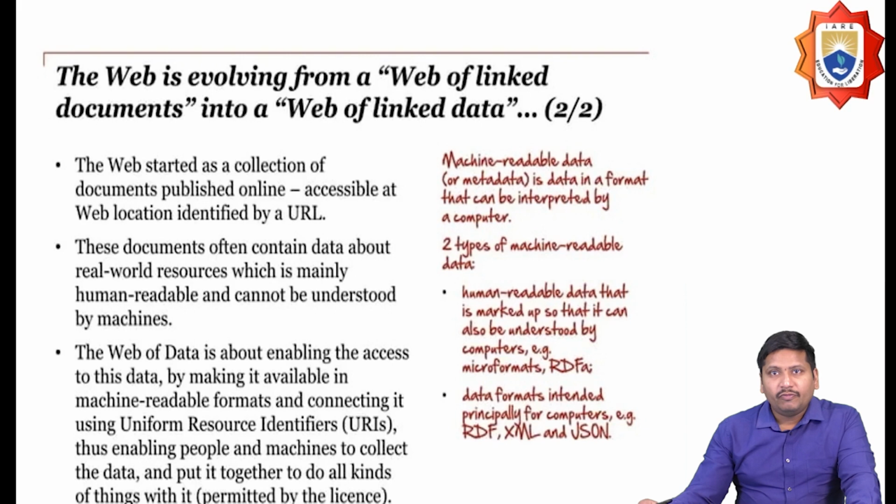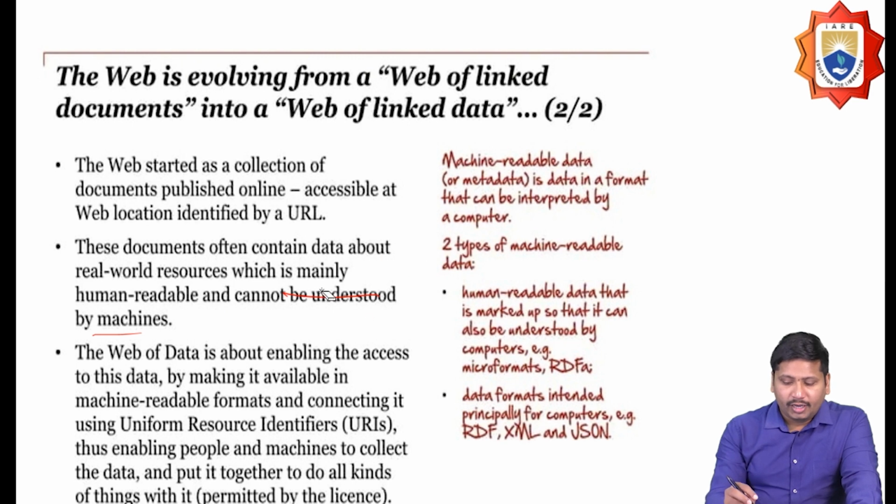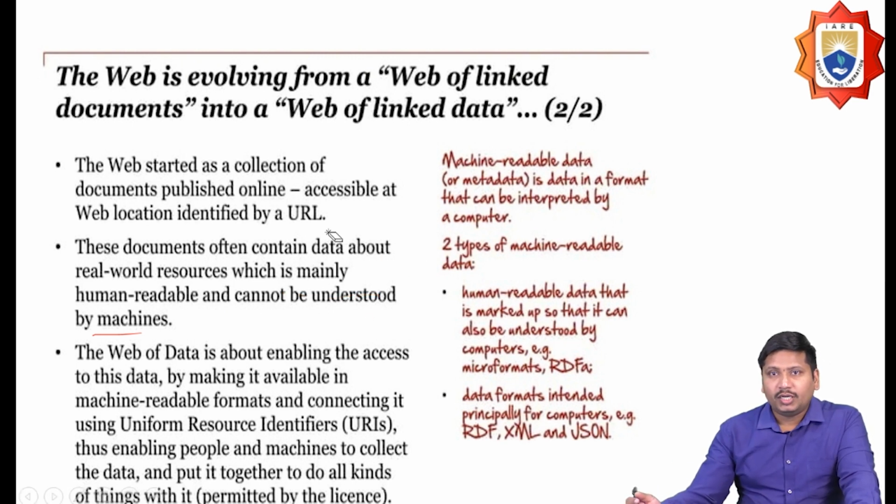The web started as a collection of documents published online, accessible at web locations identified by URLs only. These documents often contain information about real-world resources, which is mainly human-readable and cannot be understood by machines. The web of data is about enabling access to this data by making it available in machine-readable format and connecting it through uniform resource locators, thus enabling people and machines to collect the data and put it together for all kinds of things which may be permitted by the license.